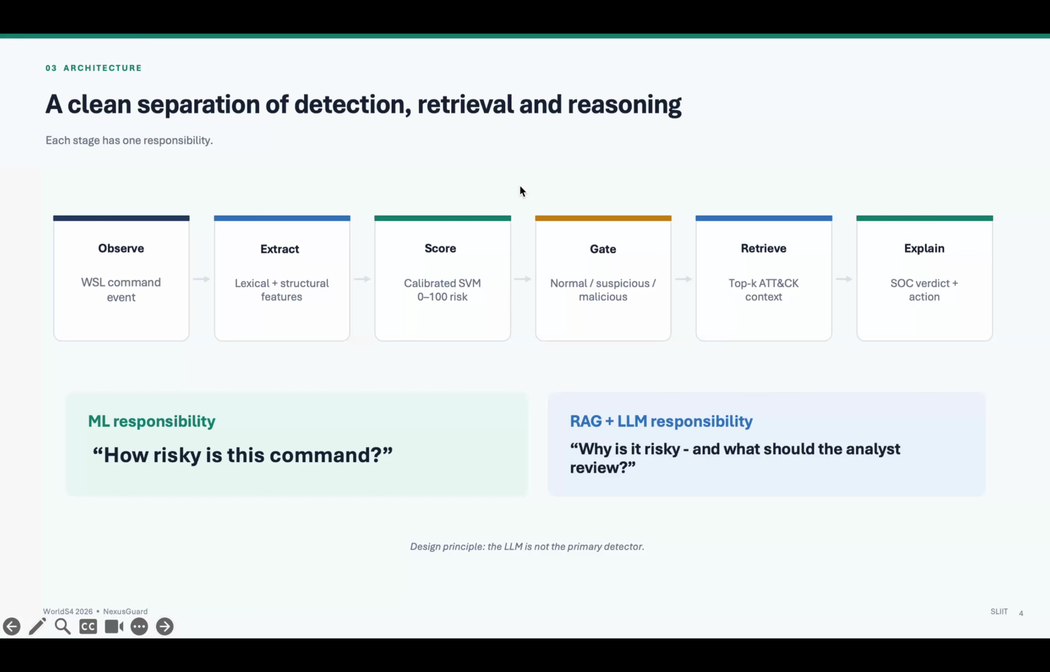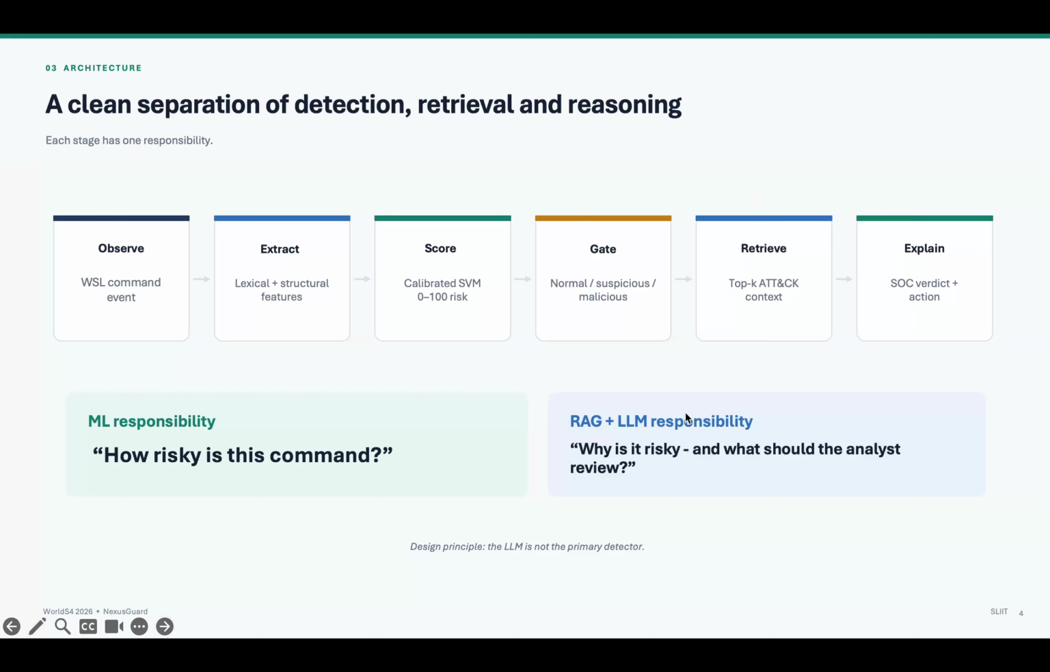This retrieval layer hosts a vast backend. When the malicious or suspicious events are brought to the retrieval layer, ChromaDB searches for relevant attack knowledge that matches what came through. The retrieved evidence is then passed to the LLM, which we have initiated in our system itself. The key design principle is that the LLM is not the primary detector. The LLM is there for a specific reason, which I will explain in the coming slides.